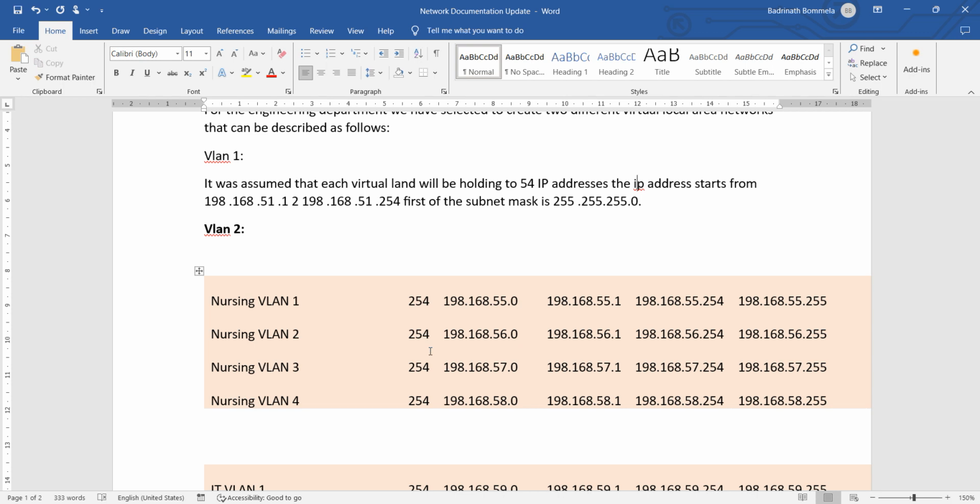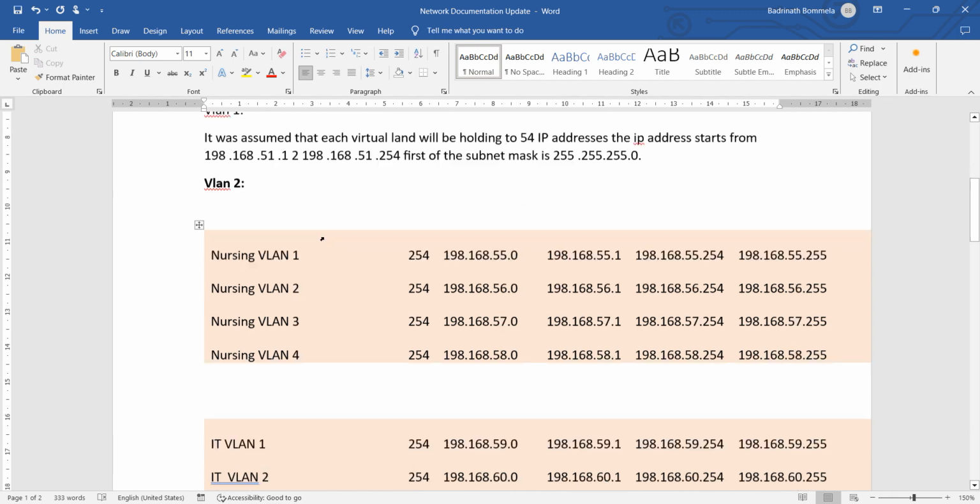Otherwise, you can write VLAN 1, what kind of people will be accessing it, VLAN 2, what kind of people will be accessing it. So you can say VLAN 1 is for theoretical classes, VLAN 2 can be for practical classes or labs, or for guests who are visiting the class. Like that, you can segregate the virtual LANs.